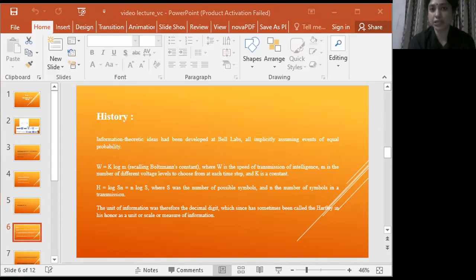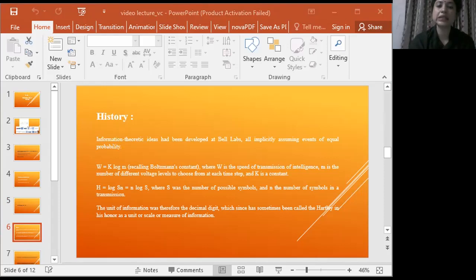So Nyquist, the father of information theory, in 1924 studied telegraph communication and derived a relation regarding the speed of communication, that is W equal to K log of M, where W is the speed of transmission of the data, M is the number of different voltage levels, and K is a constant.